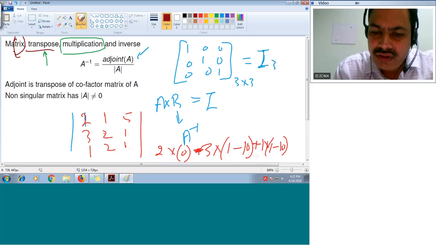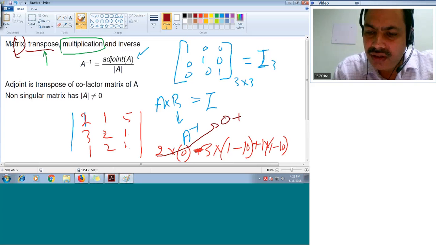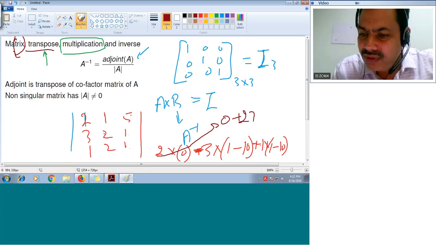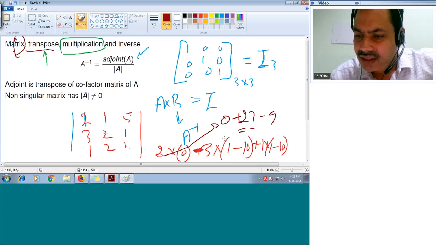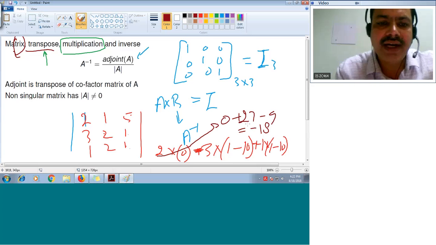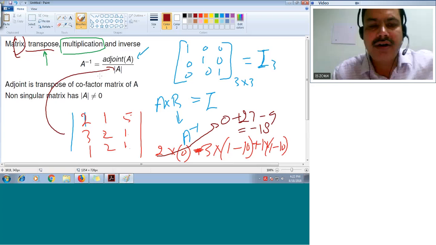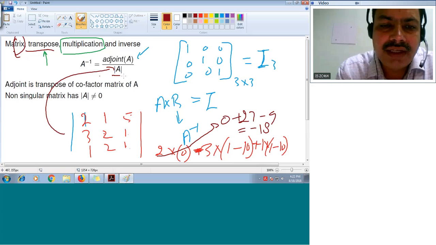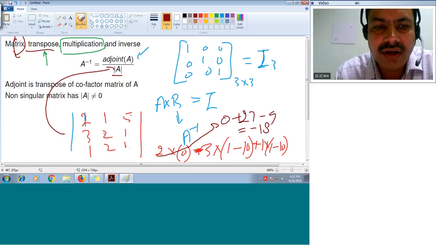So this comes out to be 0, plus minus 9, minus 27, it becomes 27, and now it is a plus 1, minus 9 is minus 9. So if I'm right, it is going to be 18. Okay, 18. So this is how you find the determinant of a given matrix.